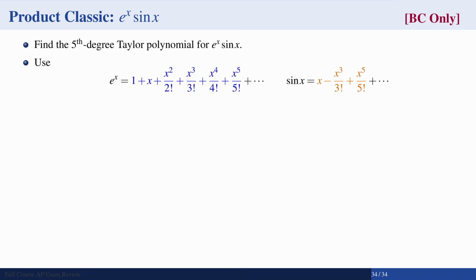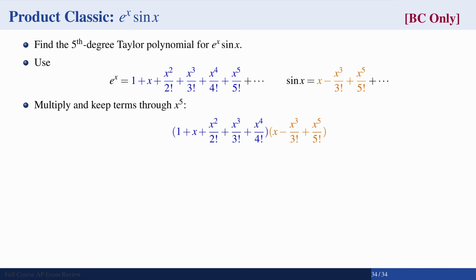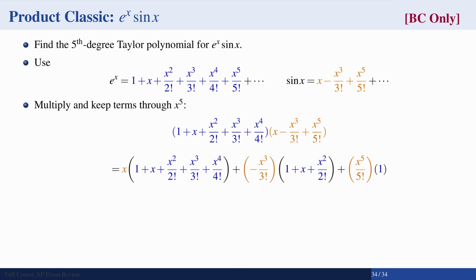Now what we're going to do is multiply them. So I've kind of color-coded them. To multiply these, we literally just do polynomial multiplication. But we have to be careful because we only want to go up to the 5th degree. So I'm going to take the entire first thing and multiply by x, because if I multiply every term in the first thing by x, the highest degree I end up with is x to the 5th.